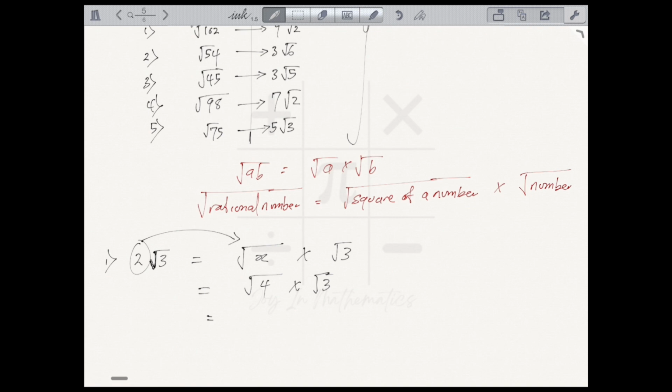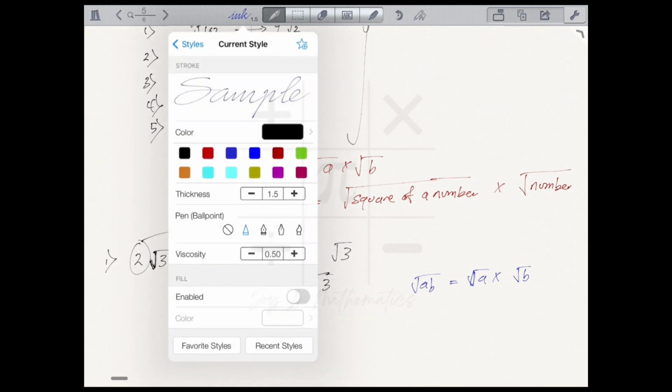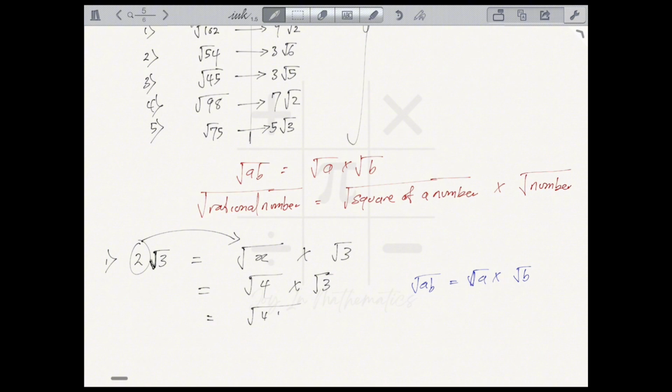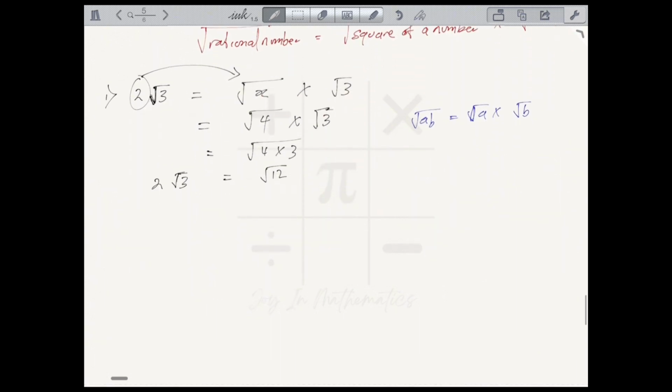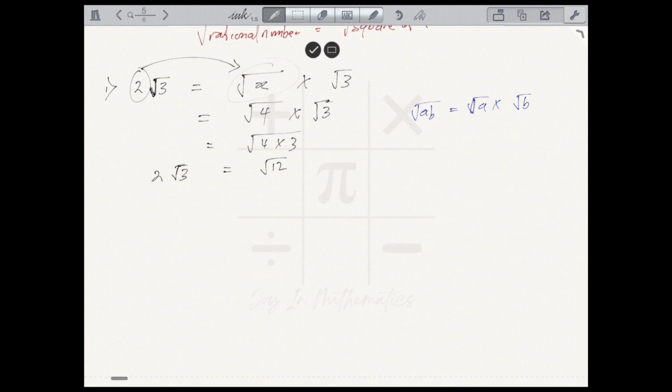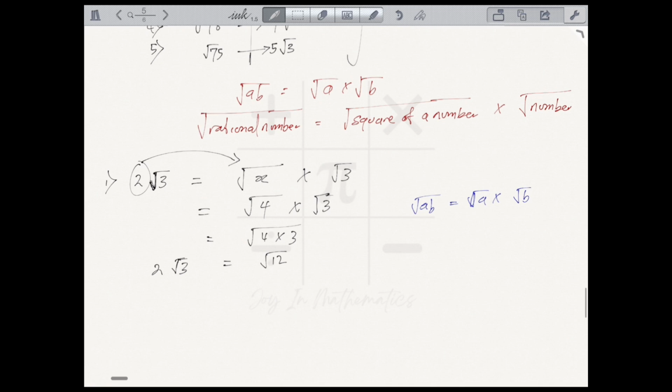If we apply the multiplication rule again, root ab is equal to root a multiplied by root b, then root 4 multiplied by root 3 will be equal to root 4 times 3, and this will give us root 12. So 2 root 3 is the same thing as root 12. The first thing we did was to find the number whose square root is 2, so we evaluate what x is, considering root x is 2.